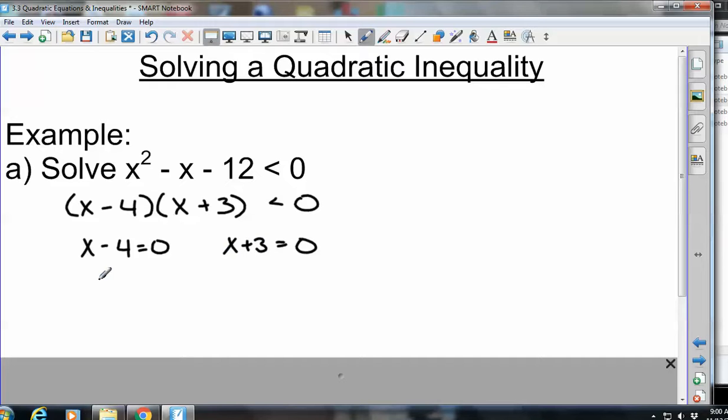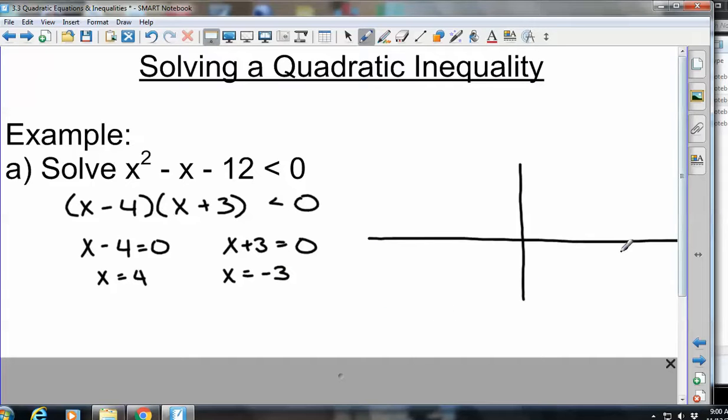Okay, so now I want you to find out what makes each piece equal 0. So first you're just finding the x-intercepts. You get 4 and -3. If I were going to graph these things, there's an x-intercept of 4. There's an x-intercept of -3, excuse me. I probably don't even need my calculator to graph this. Does this quadratic open up or down? Up, because it's a positive x squared.